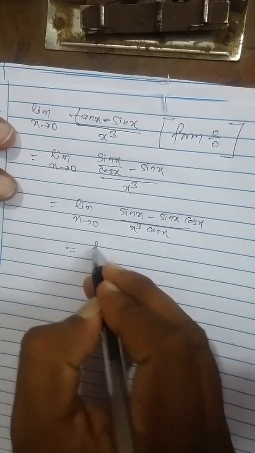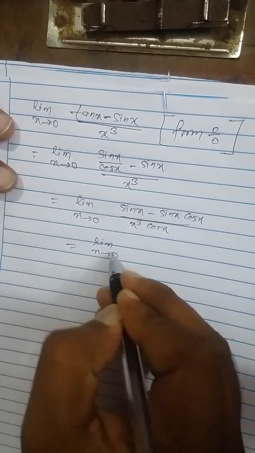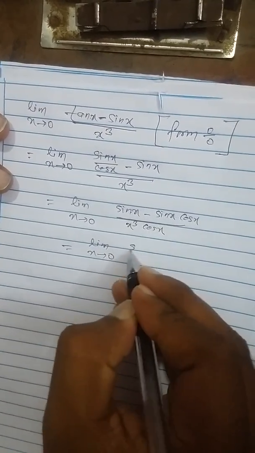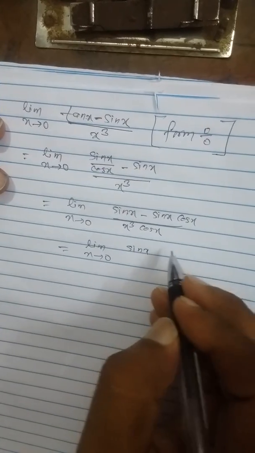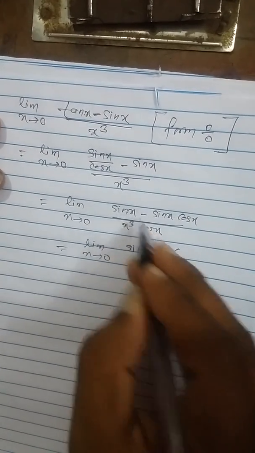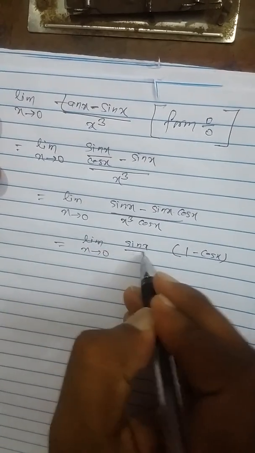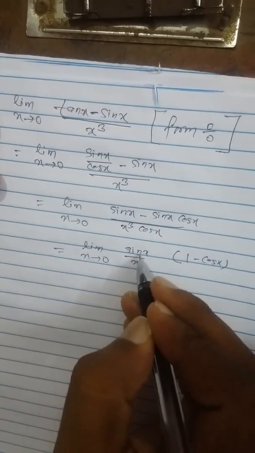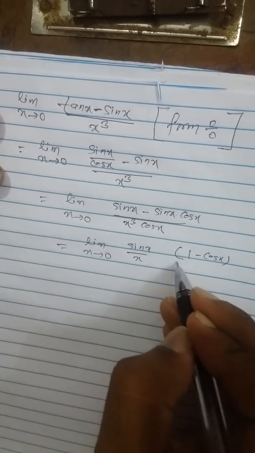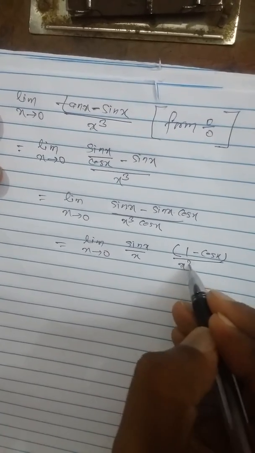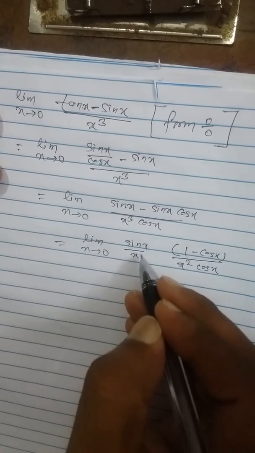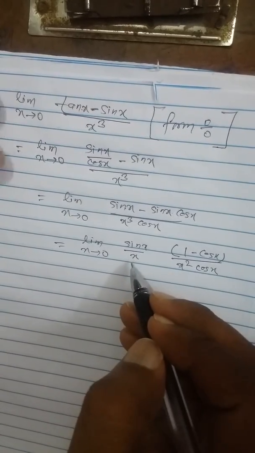What can you take common from both of them? Both of them means both of these terms. Sin x can be taken common. Then you will be left with how much? Here 1 and here how much? Cosine x. I am going to write one of the x from there on the denominator of sin x, and remaining x square into cos x here. We have done that so that we can apply the formula sin theta by theta equal to 1.